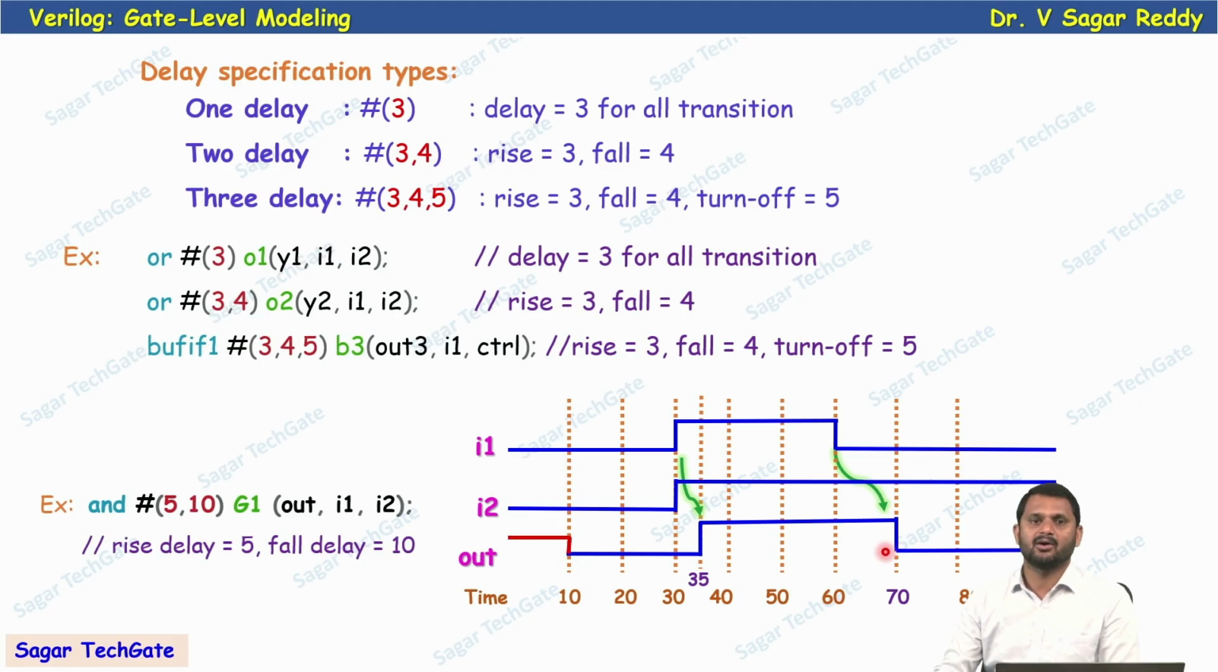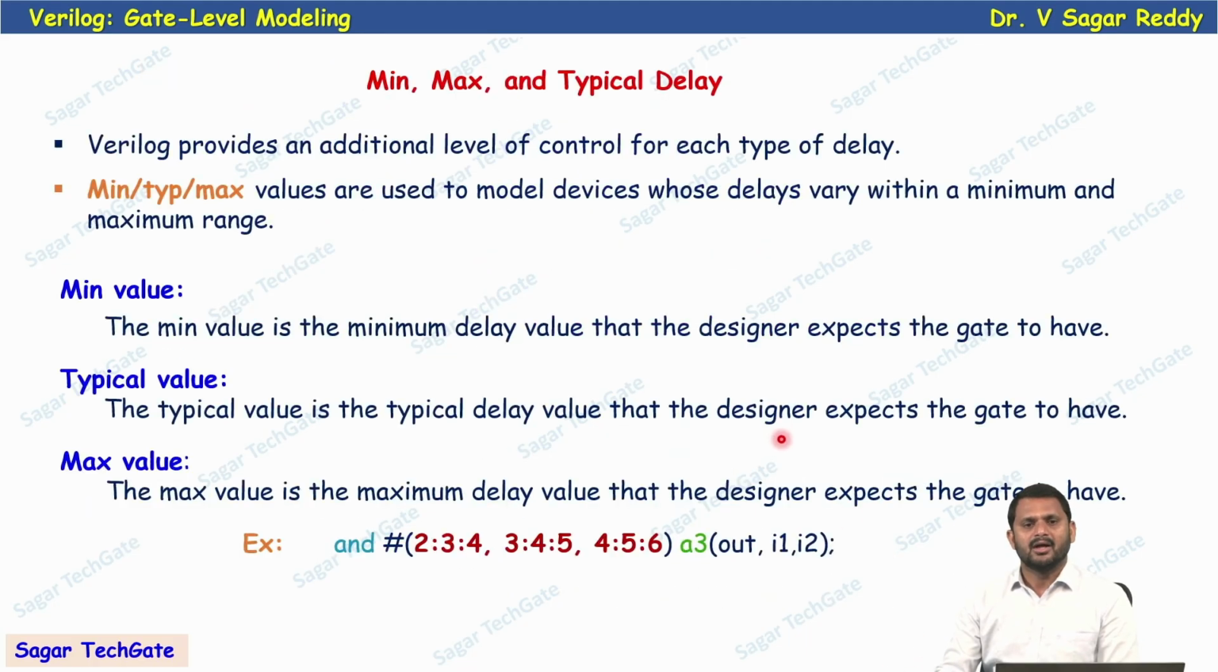I hope you understand what is meant by delay, and how to specify these delays while instantiating the gates. So we have another additional level of control for each type of delay. Verilog provides an additional level of control for each type of delay, like min, max, and typical delay. These min, typical, and max values are used to model devices whose delays vary within a minimum and a maximum range. We can specify the minimum and maximum range of these delays while instantiating the gates.